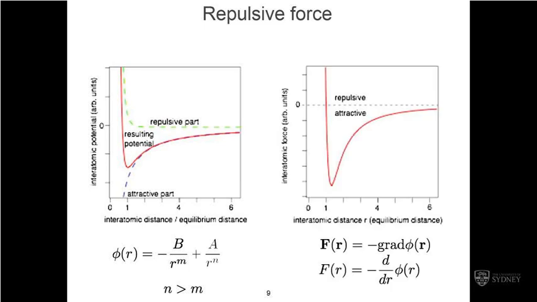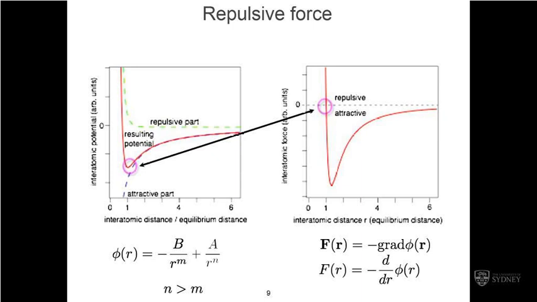If you plot the force that corresponds to the red curve, the potential, you will find that at the equilibrium position there should be no force. The force goes to 0. Because if there was a force, then the atoms would move themselves a bit closer or a bit further apart to find that equilibrium geometry.